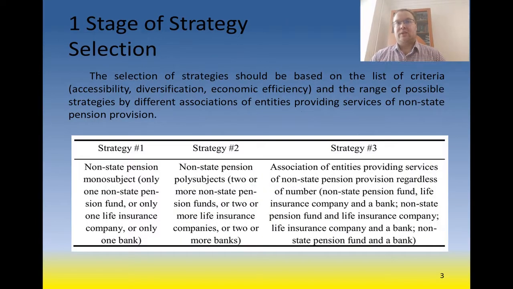So in the first stage, we need to select one of these three available strategies. First is non-state pension mono-subject. Second is non-state pension poly-subject. And third one is the association of entities providing services of non-state pension provision regardless of number. We will make the choice about one of these strategies according to a list of three criteria: accessibility, diversification, and economic efficiency.